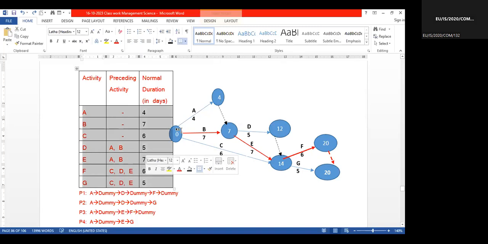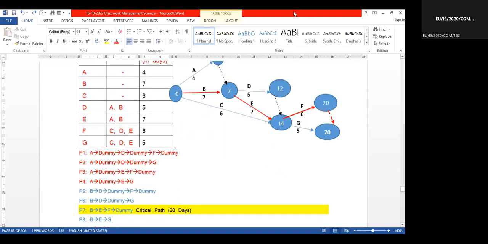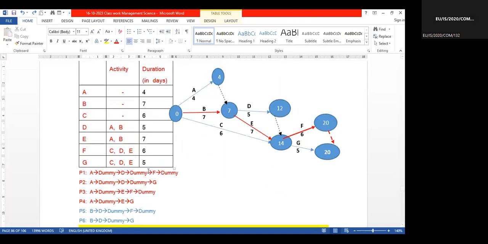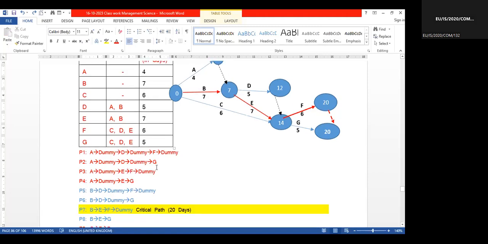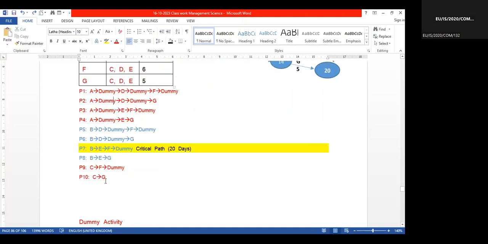So then we analyze the paths. How many paths are there in this network diagram? So we identify them one by one. I missed this path too, right? It told me that one path is missing. Then A, dummy, P, dummy, G. So likewise, we have identified 10 paths.